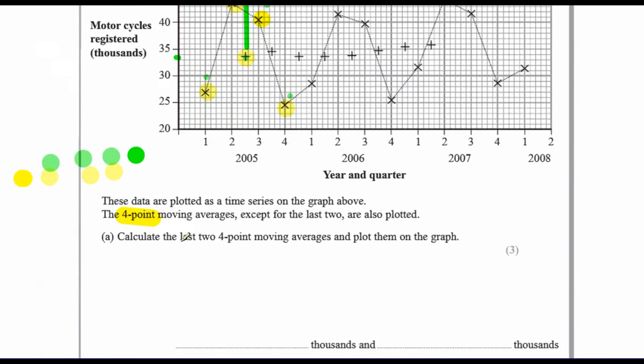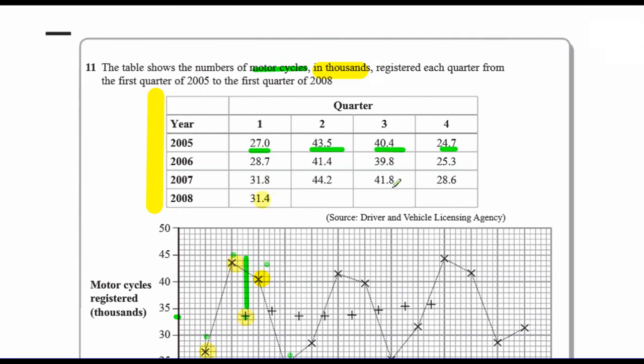The only ones that we need to do are the last 2 moving averages. Okay, so we want to take the last 4 numbers and find the average. That's going to be our last 4-point moving average, and we want to take the last but 4 numbers. So we'll do the green ones first, and we're going to add up these 4 numbers and divide by 4. Okay, so on your calculator, add up the green numbers, 31.8 plus 44.2 plus 41.8 plus 28.6, and then divide it by 4 because there's 4 of them, and you get 36.6. Now don't forget that we're in thousands. Okay, so thousands.